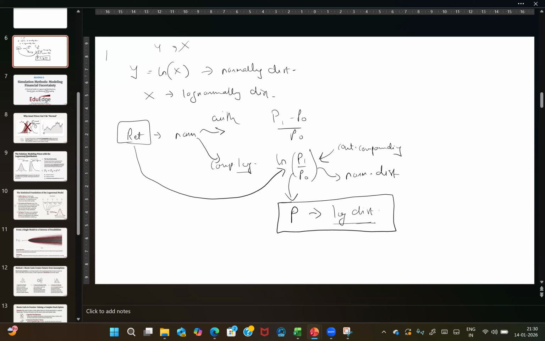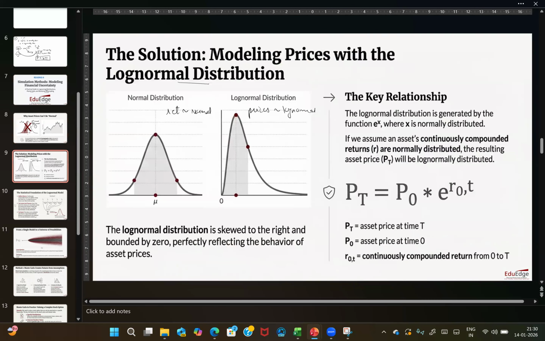This is very, very important, what I've just discussed. So always remember returns can have negative values. So returns can be modeled as a normal distribution. And since returns are written as ln of P1 by P0, prices are log normally distributed. Yeah, so this is a bit of backdrop on this slide.